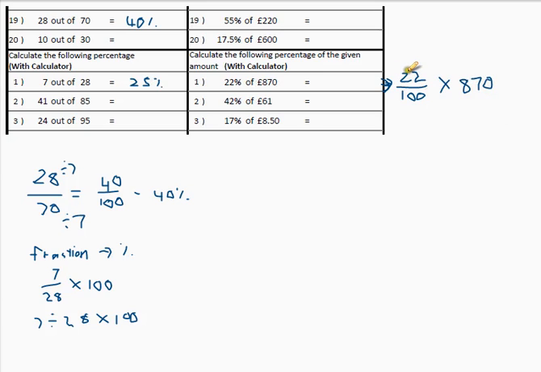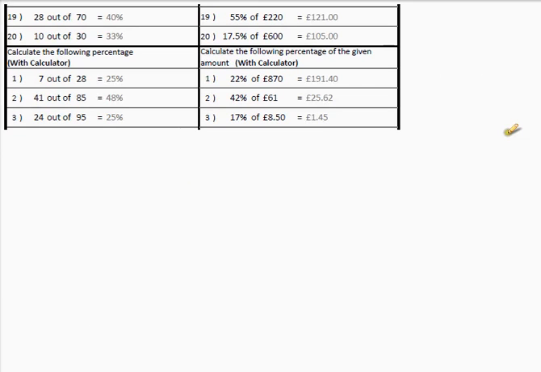Okay, so on your calculator you're going to do it exactly like this. Scientific calculator, use your fraction button. If you don't have a scientific calculator, you're going to enter 22 divided by 100 times 870. Okay, it's your turn. Please complete this sheet. Pause the video to do that. Now there's your answers. Please check them. Pause the video to do that.